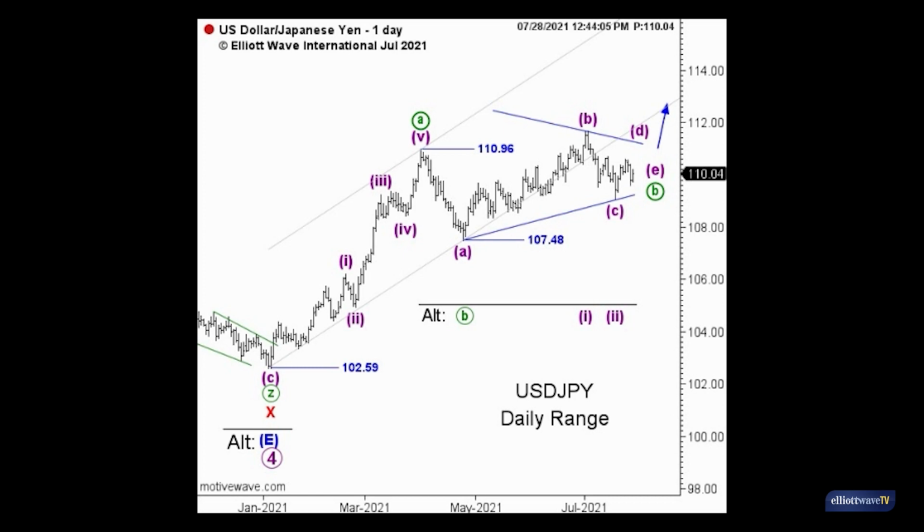And that's what we're talking about in our updates in the Currency Pro service. And that observation allows us to get even more information about the future price action that we can expect in dollar yen.